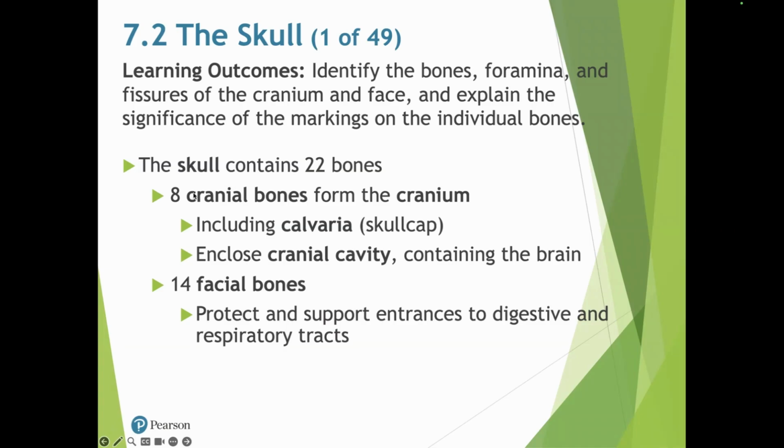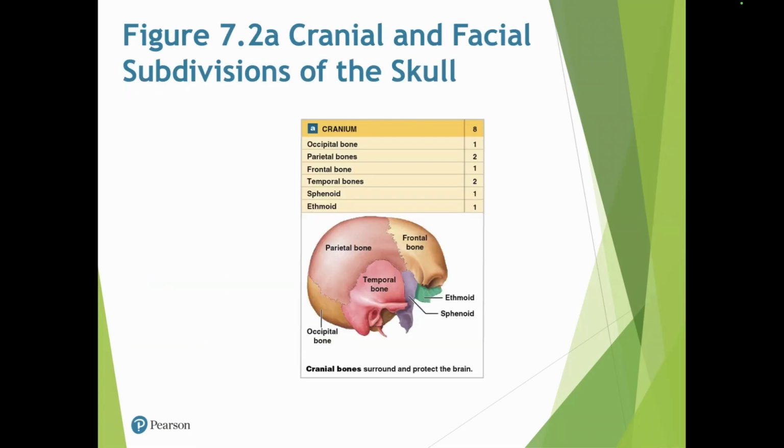8 of those are cranial bones, and they form the cranium. The calvaria is called the skull's cap, and you have that enclosed cranial cavity that's going to contain the brain. Of this skull, you have 14 facial bones. Their purpose is to protect and support entrances to the digestive and the respiratory tracts. They're pretty too, but really they have function.